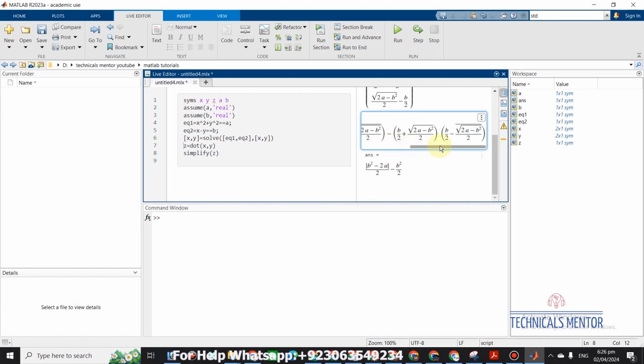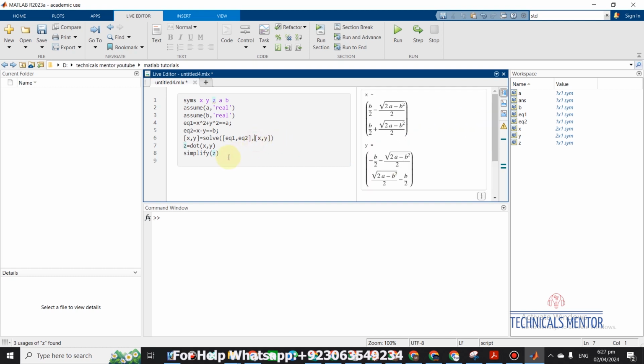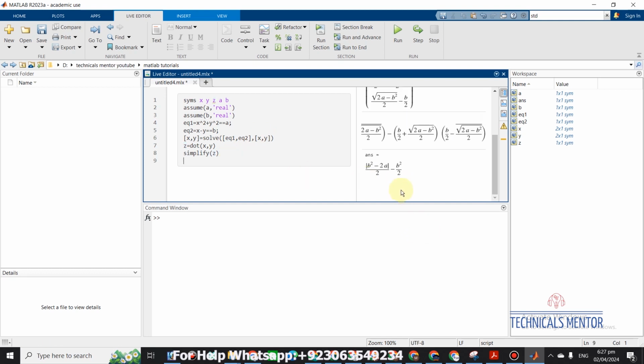If you have to solve it by yourself, you need time and it will take hard work. But here in MATLAB, you just need to write a simplify command and you will get a simple answer of your equation. Okay, this is how we can solve real and imaginary equations in MATLAB.